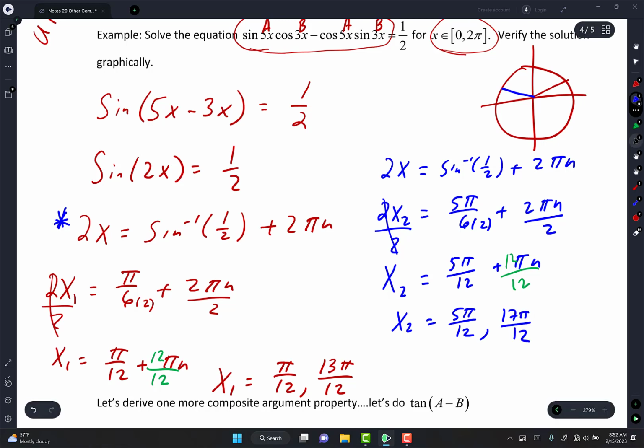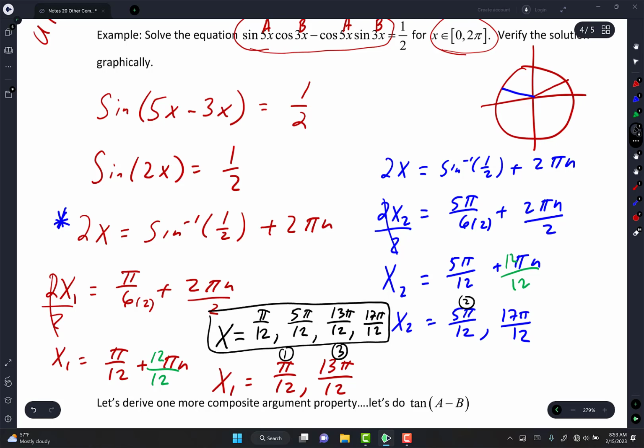All right, give me my answers in order. x equals, I have them here in black, this one's my very first one, pi over 12, comma, the next one's going to be this one, 5 pi over 12, comma, the next one's going to be this one, 13 pi over 12, and then the last one's going to be the 17 pi over 12. Here are my answers in order from smallest to biggest.